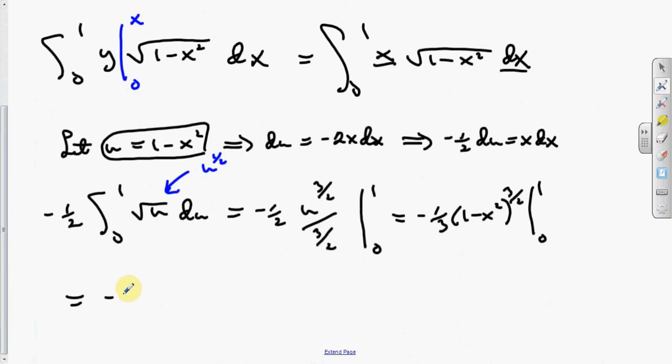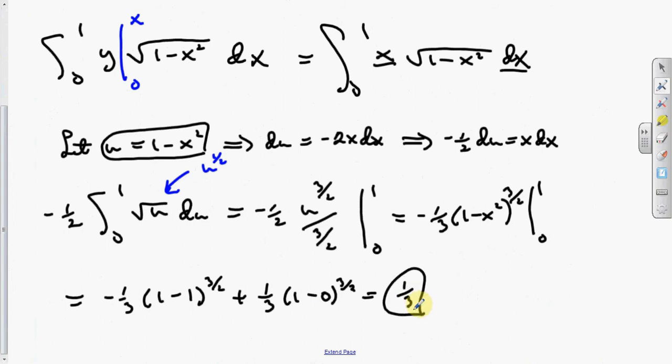So that becomes negative 1/3 times 1 minus 1 to the 3/2, minus a negative 1/3, which becomes positive 1/3. This is 1 minus 0 to the 3/2. So the first one is 0, and then this is just 1/3. The only thing that you had to remember was that du substitution. Yep.